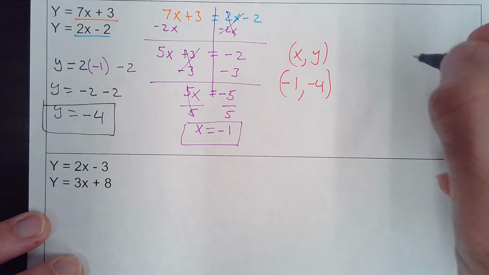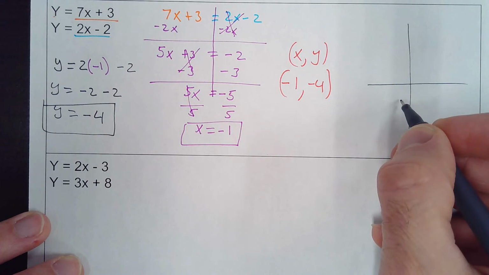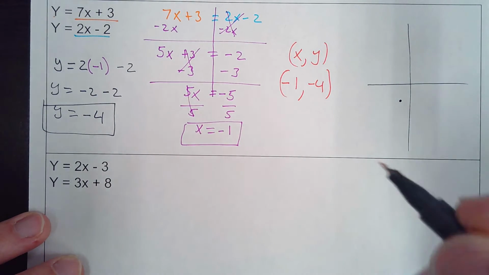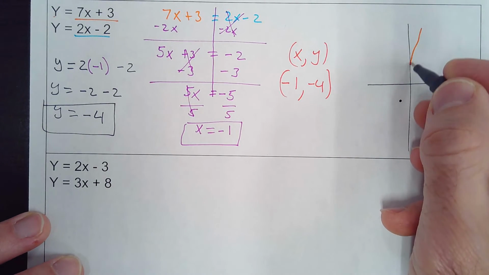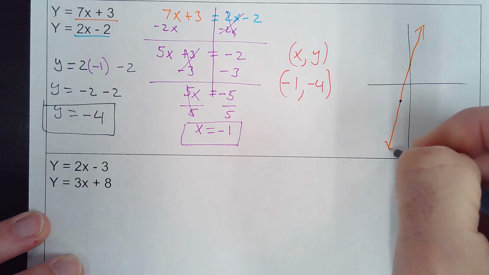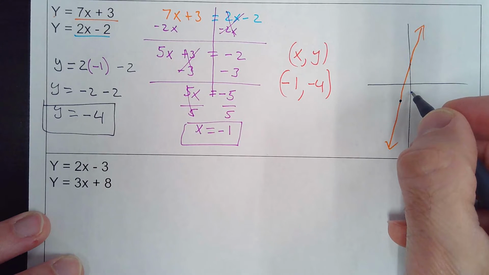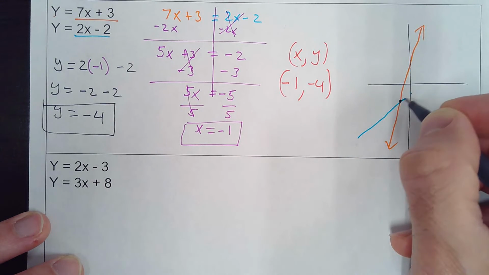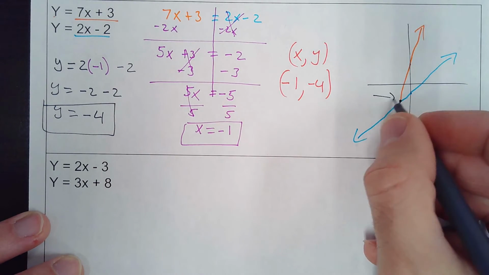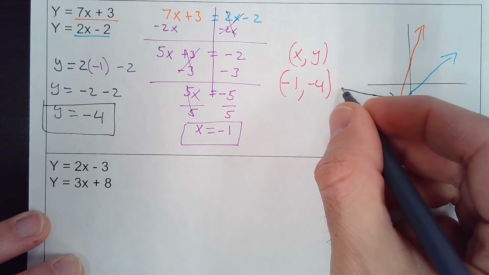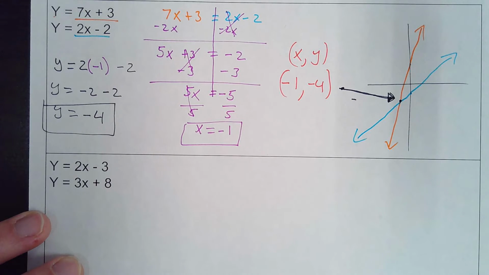And if we graph this, I'm just going to sketch it. We're just going to imagine this. Negative 1, negative 4 would be about right here. Our graphs would look something like this. Very rough sketch here, but our graphs would look something like this. And that's our solution right here. That's our solution over here. Negative 1, negative 4.